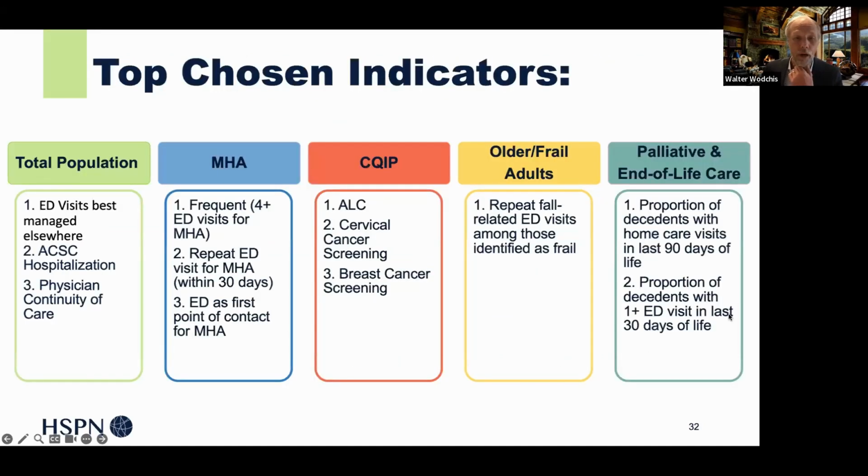So here are the indicators, and you see where they came from now, the top chosen ones: ED visits best managed elsewhere, ACSC hospitalizations, physician continuity of care, 3 in the mental health area, 3 from the CQIP area that are not reported elsewhere, 1 from older adults, and 2 from palliative and end of life. So that's where you said we should land.